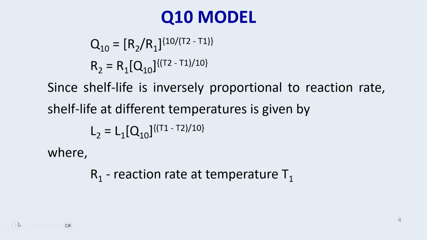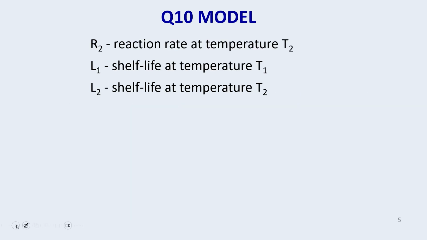Let us move to the mathematical part of the Q10 model. This is the formula: Q10 is (R2 by R1) the whole power 10 divided by T2 minus T1. Using this formula we can find R2 as R1 into Q10 to the power of (T2 minus T1) by 10, where R1 is the reaction rate at temperature T1, R2 is the reaction rate at temperature T2, L1 is the shelf life of the product at temperature T1 and L2 is the shelf life of the product at temperature T2.